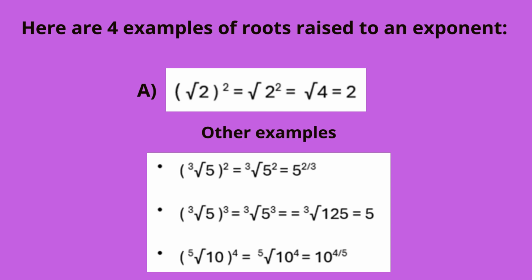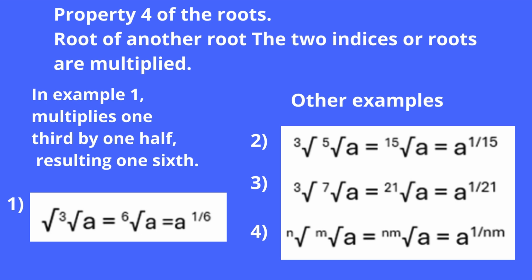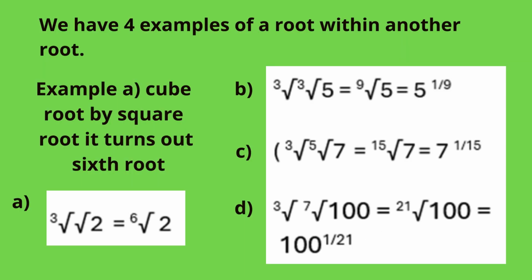Property 4 of roots. Root of another root, the 2 indices or roots are multiplied. In example 1, cube root of the square root of a multiplies 1/3 by 1/2, resulting in 6th root, or a to the 1/6. We have 4 examples of a root within another root. Example A, cube root by square root, it turns out 6th root.